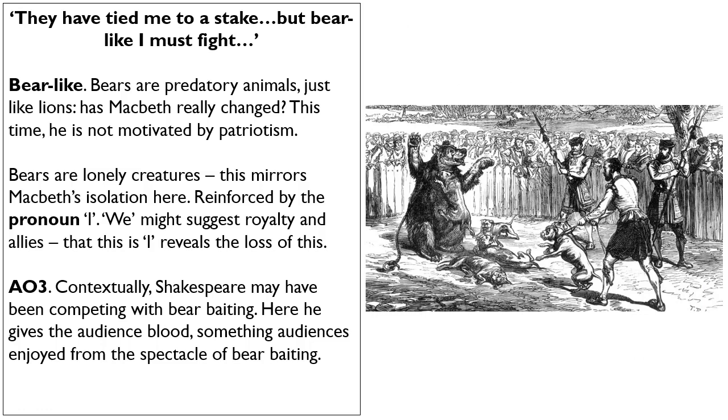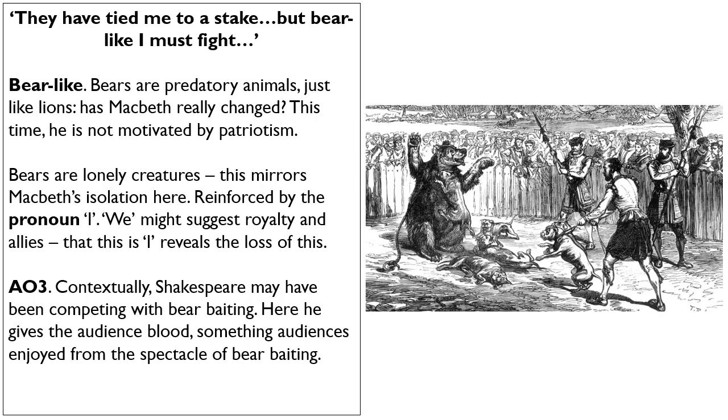Focusing now on the bear symbol itself. So bears are predators. They're just like lions. So we really have to question, if he was a lion at the start and a bear now, has he ever really changed? Was his evil just hidden better at the start? At the start, he was motivated by seemingly patriotism, but now he's motivated by his own self-interest.